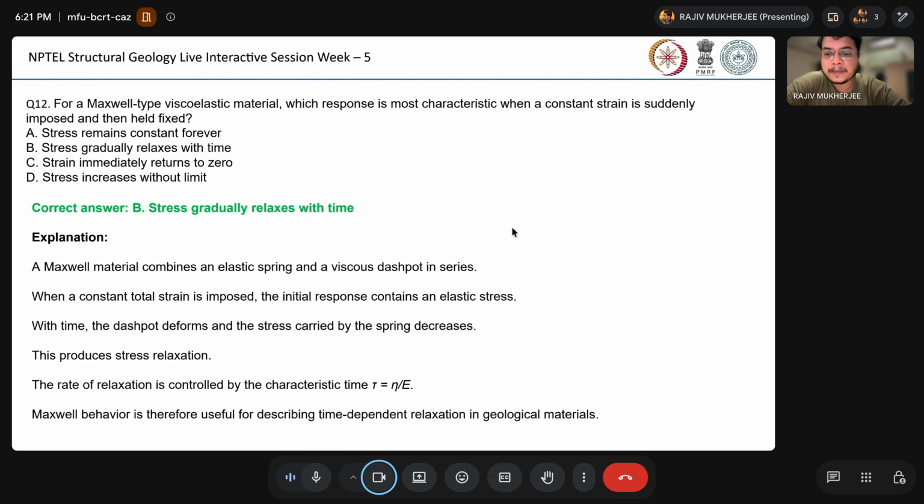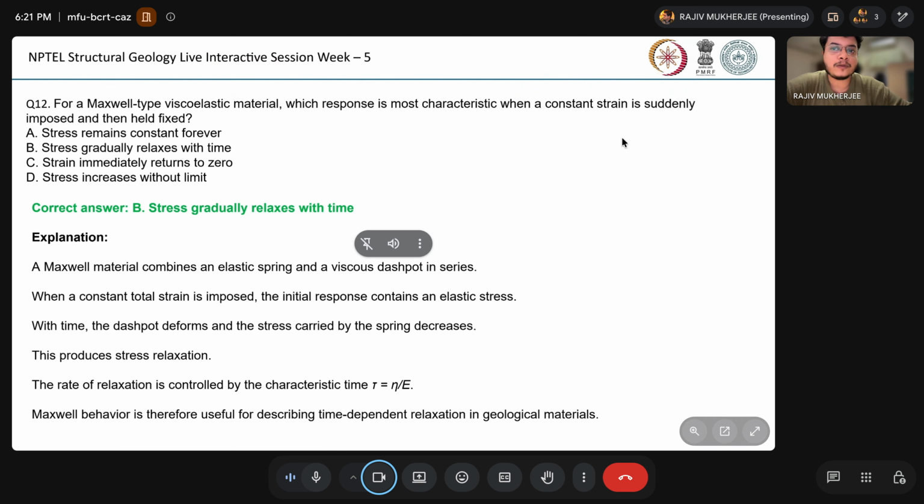And so the Maxwell behavior is therefore useful for describing time dependent relaxation of stress in geological materials like post-seismic relaxation or glacial upliftment and relaxation after glacial meltdown. So these kinds of phenomena are generally described using the Maxwell rheology model, right?